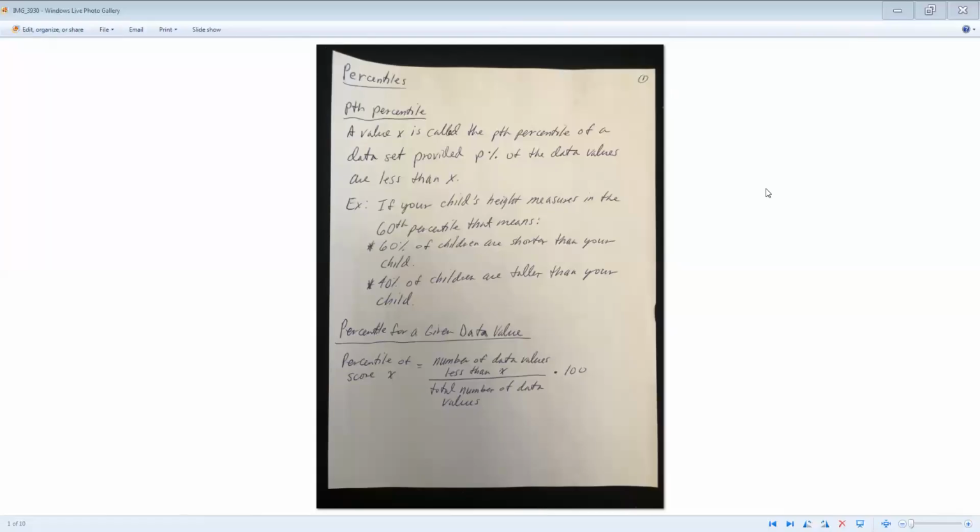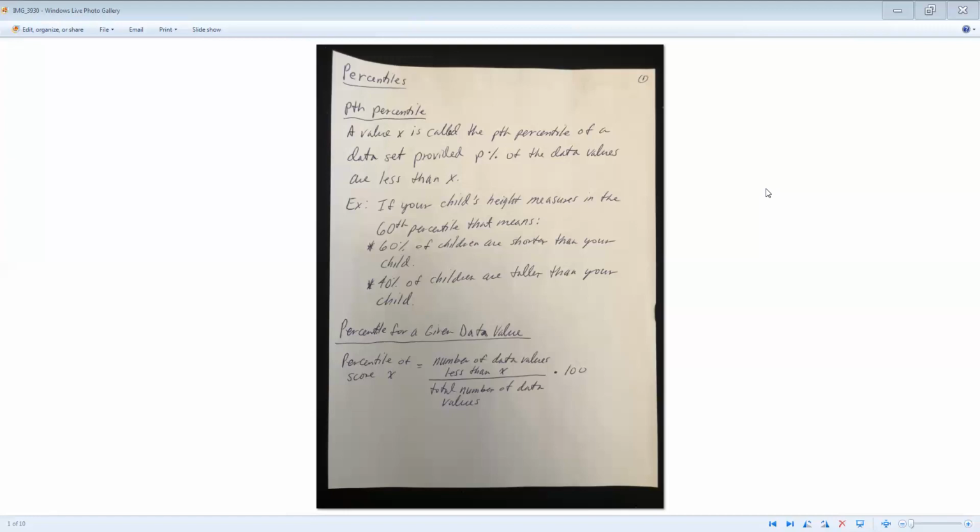In this video, we are starting with percentiles. We're looking at the pth percentile. If a value x is considered the pth percentile, that means p percent of the data values are less than x. So whatever the percentile is, it represents the percentage of data that is less than the value you're talking about. For example, if your child's height measures in the 60th percentile, that means 60% of the children are shorter than your child, and 40% of the children are taller than your child.